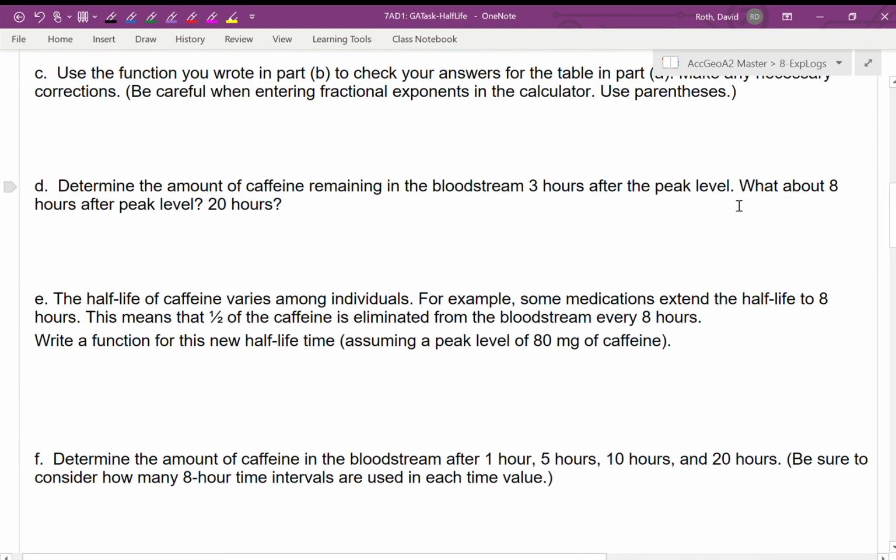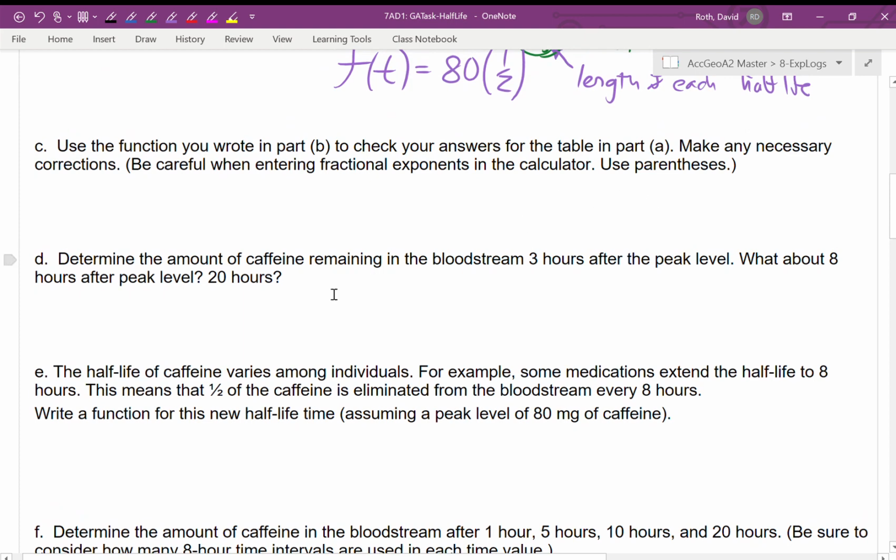3 hours after peak level. Well, I think it's still on my cursor. You do it. And we wanted one about 8 hours.